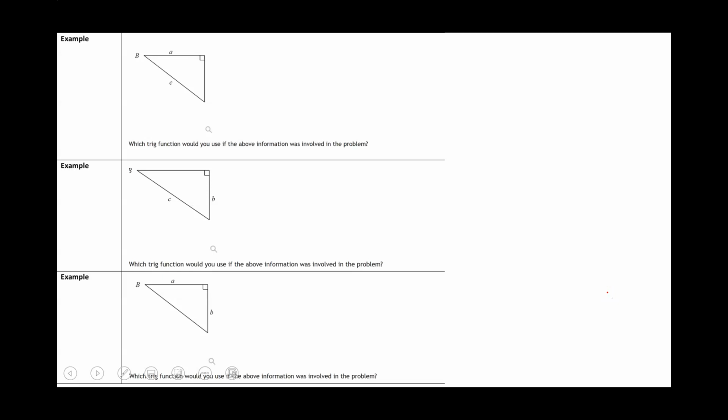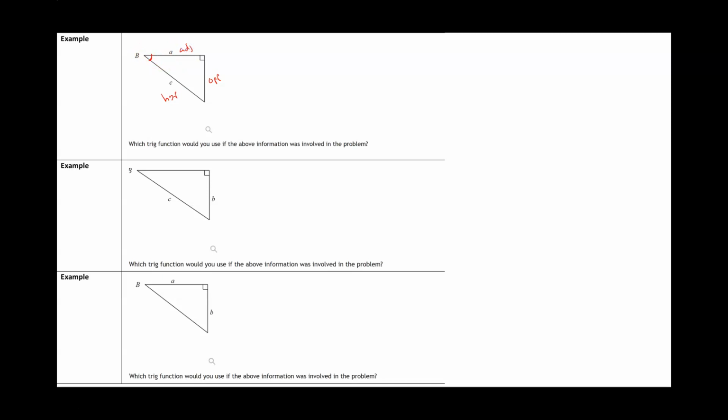Okay, next question says, which trig function would you use if the above information was involved in the problem? All right, so we're given angle B, and the first thing we're going to do is label each side. Across from angle B is going to be the opposite, across from 90 is going to be the hypotenuse, and connected to angle B is going to be the adjacent.